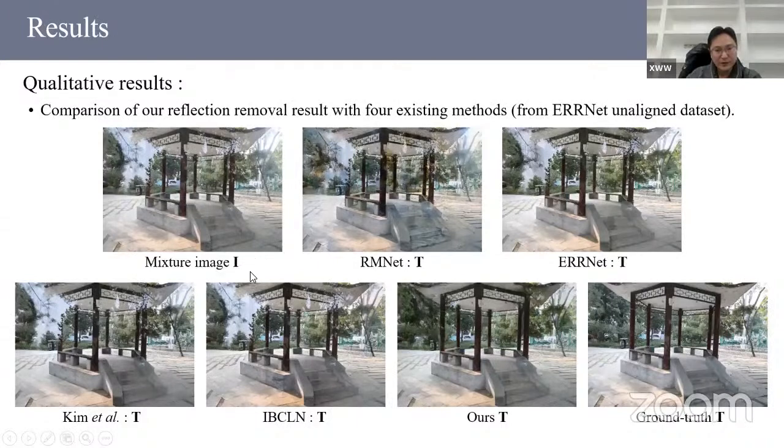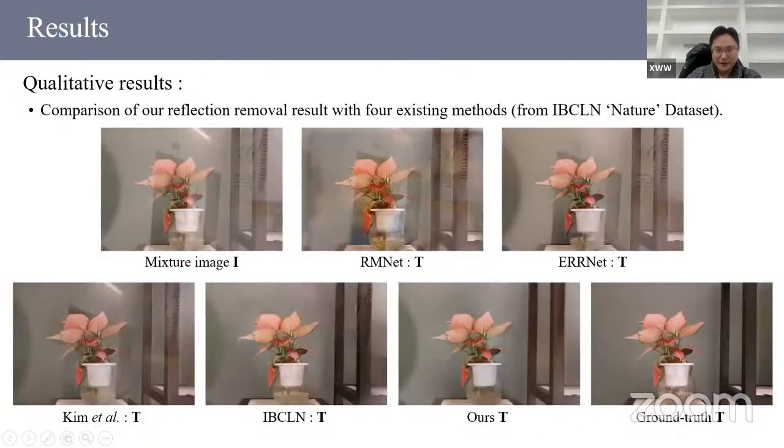This is the original mixed image. This is the results of other methods. This is our result. We can see our result can remove more reflections on the image. That doesn't mean that it's perfect. There are still some remaining reflections, but our results are better than other methods in these qualitative comparisons. This is another comparison. Our method can remove the reflected highlights.